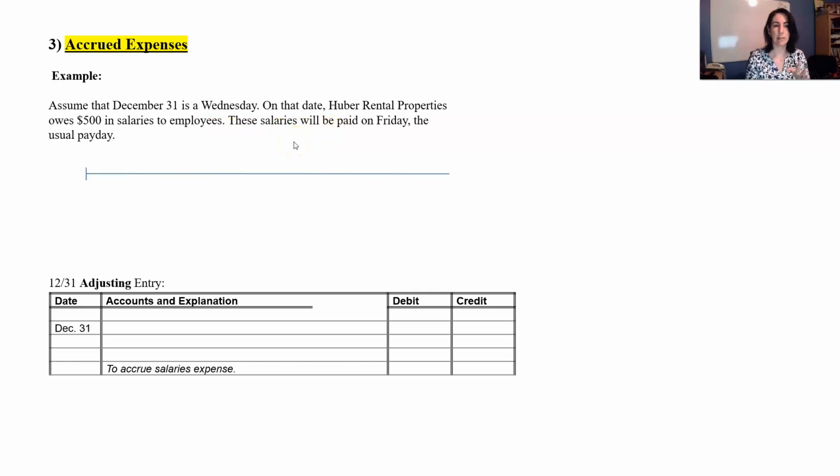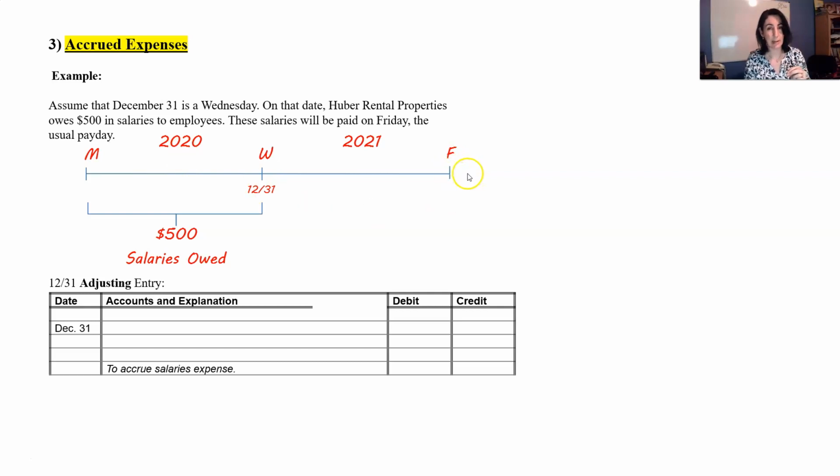All right, so I like to break this down. Let's put it on a timeline. You've got 2020, you've got 2021, Monday through Friday, right? Monday through Wednesday, Thursday and Friday over here. And December 31st is on a Wednesday. So if you think about it, they owe $500 in salaries to employees at this point. The point is that we have to make sure this $500 in salaries that we owe gets reported in 2020, even though Friday is payday, right?